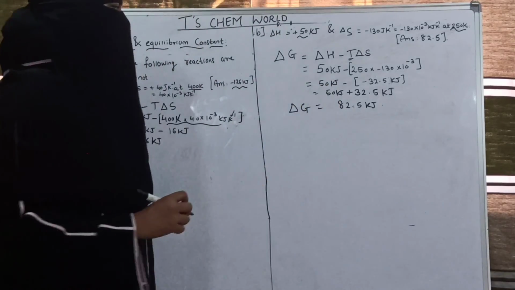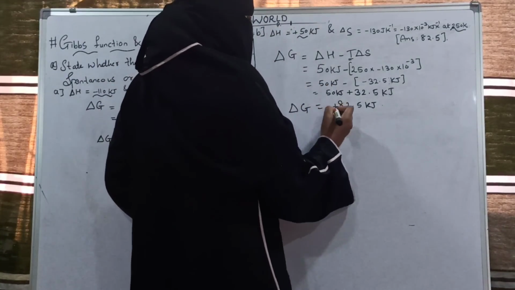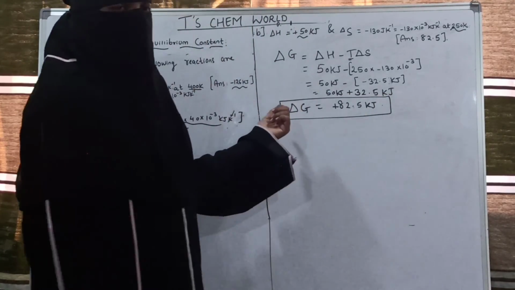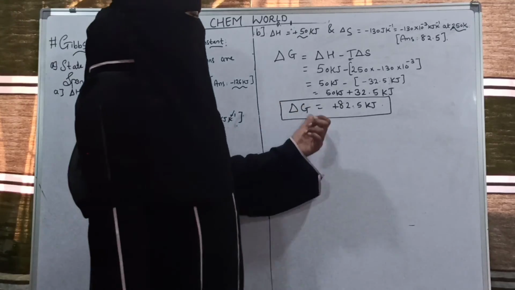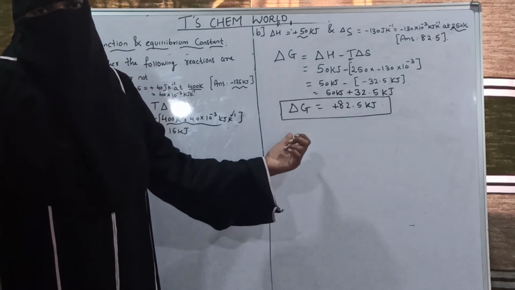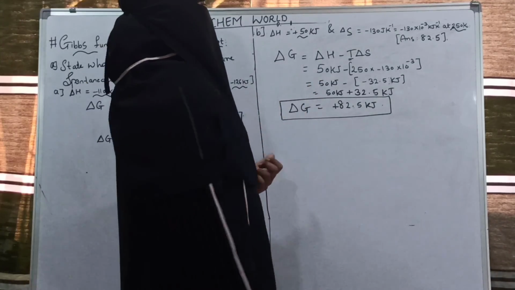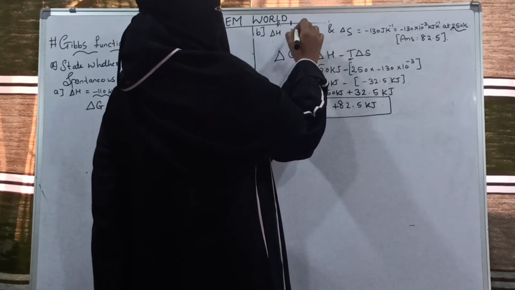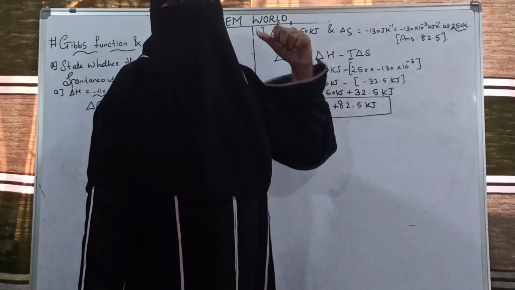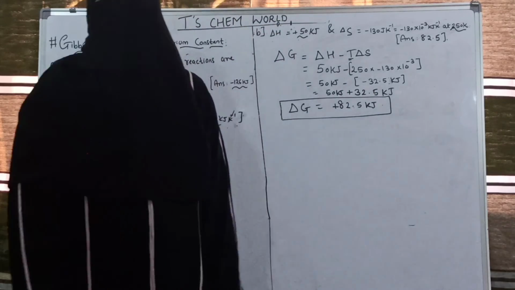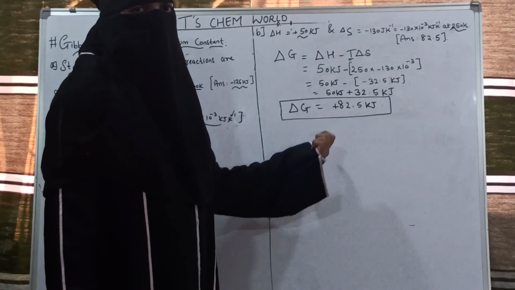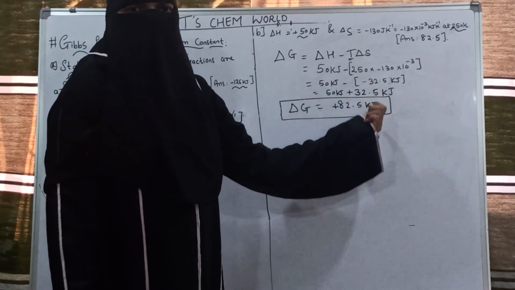Now see here, the value of delta G is positive. A reaction is spontaneous when delta G is negative, but here it is positive, therefore the reaction is non-spontaneous. The value of delta H is positive, and when delta H is positive the reaction is known as an endothermic reaction. So the second reaction is endothermic and non-spontaneous.